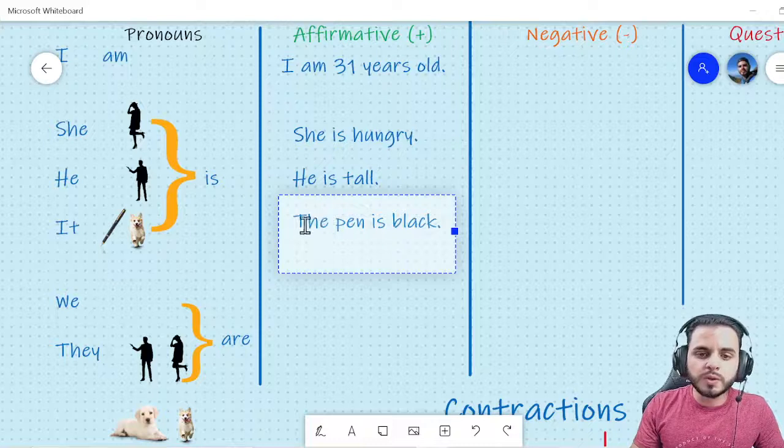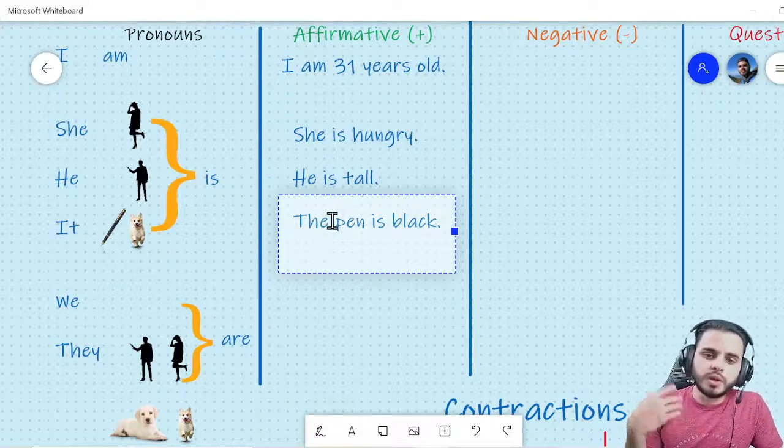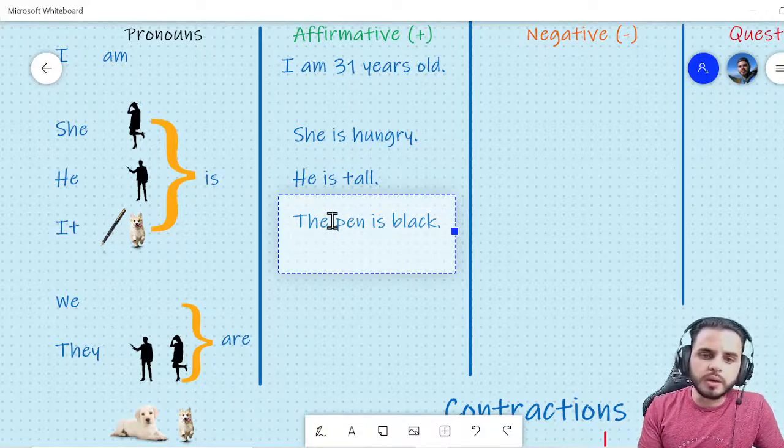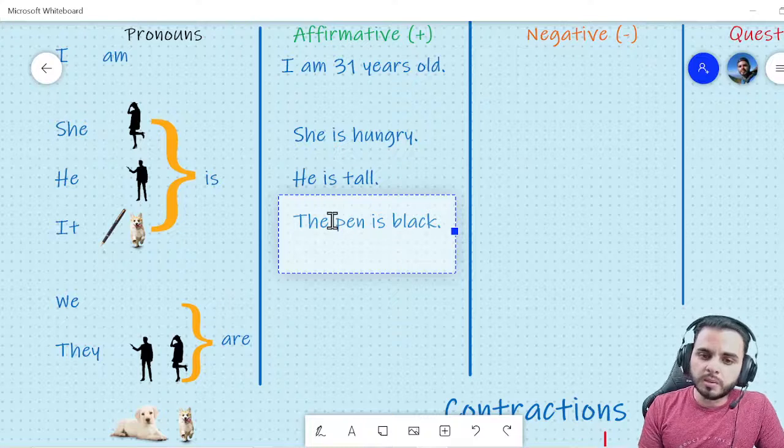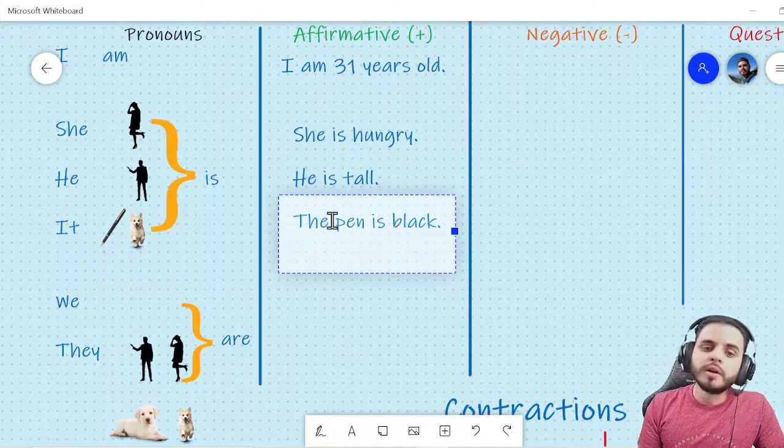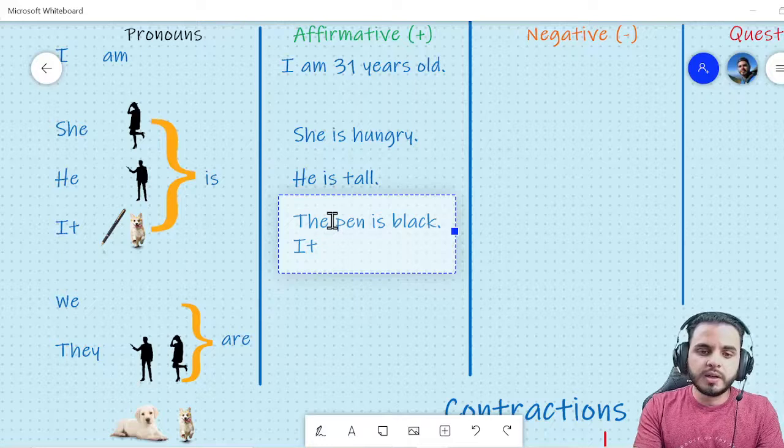But if I don't want to use the pen, because maybe you are talking about a pen, right? And the other people know that you're referring to a pen. So instead of saying the pen is black, the pen is really nice, the pen is useful, the pen is small, I can just say it. So I'm going to say it is small.